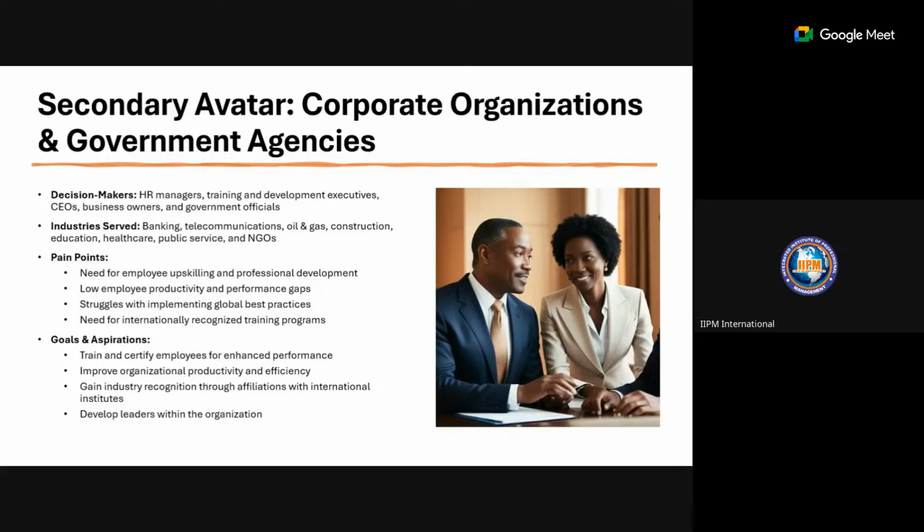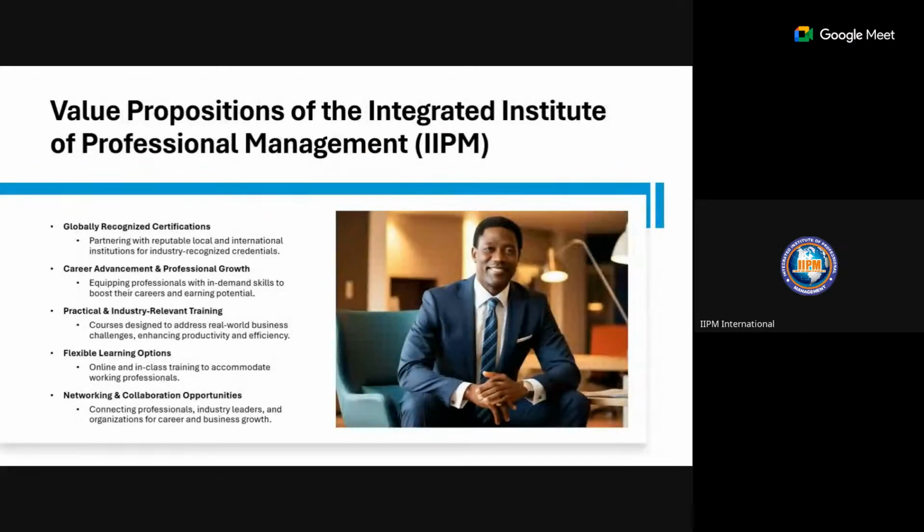What are their pain points? Need for employee upskilling and professional development, low employee productivity and performance gap, struggles with implementing global best practices, need for internationally recognized training programs. What are their goals and aspirations? Train and certify employees for enhanced performance, improve organizational productivity and efficiency, gain industry recognition through affiliations with international institutes, and then develop leaders within the organization.